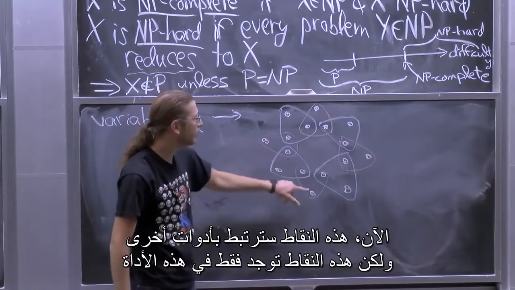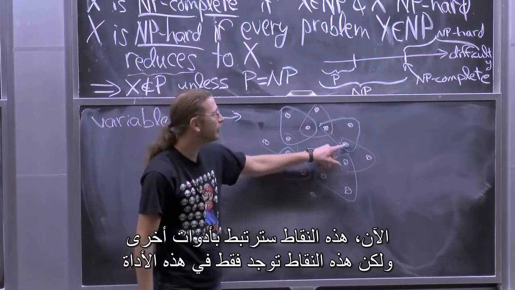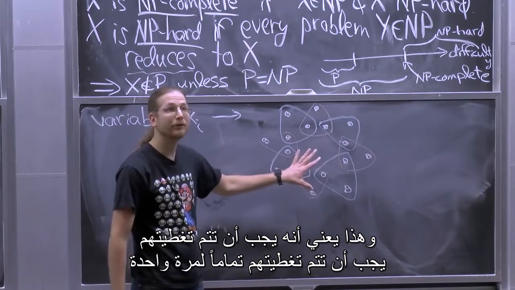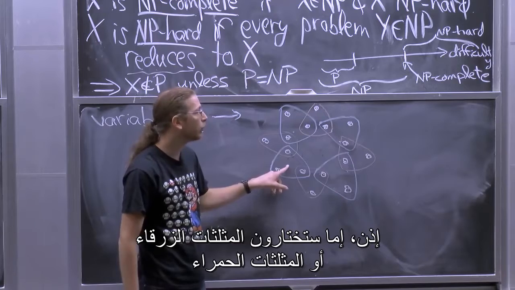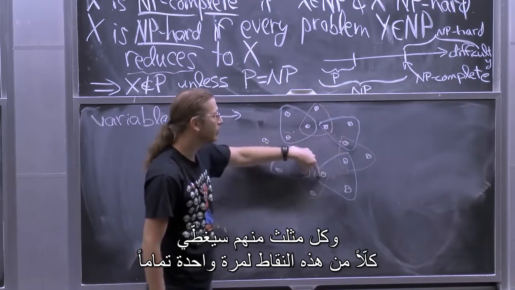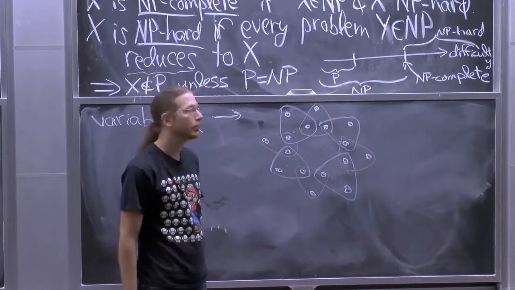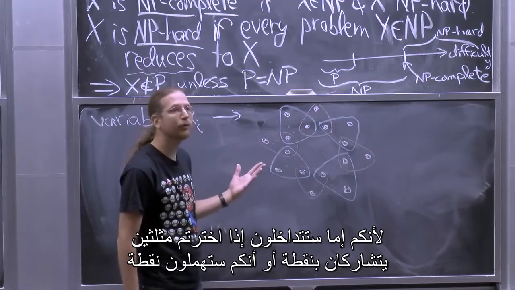Now these dots are going to be connected to other gadgets. But these dots only exist in this gadget, which means they've got to be covered exactly once. So either you choose the blue triangles or you choose the red triangles. Each of them will exactly cover each of these guys once. You cannot mix and match red and blue, because you'd either get overlap if you choose two that share a point, or you'd miss one.